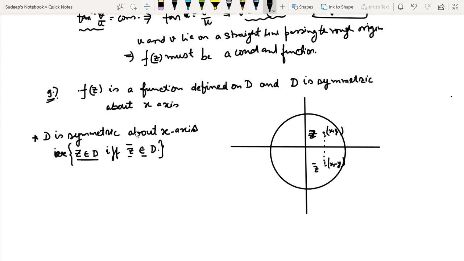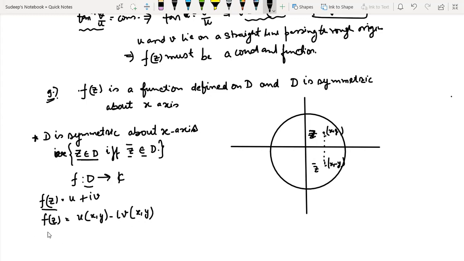x-axis. And it has been given that a function f is defined from D to C and such that D is symmetric. Then let us define a few functions. Let us say that f(z) is u + iv. And what would be f(z) whole bar? f(z) whole bar would be simply u(x, y) - iv(x, y).